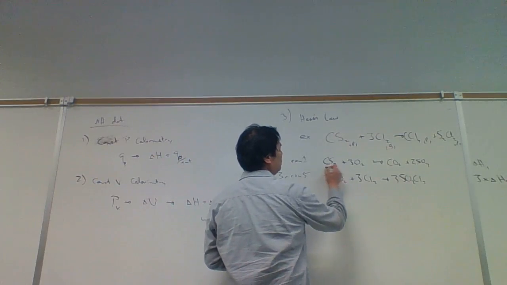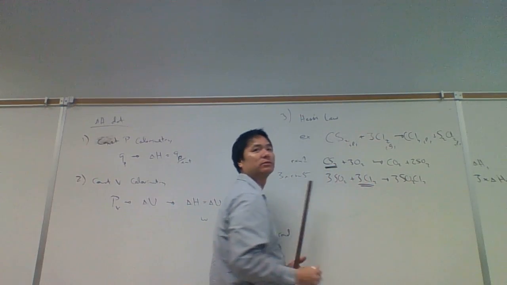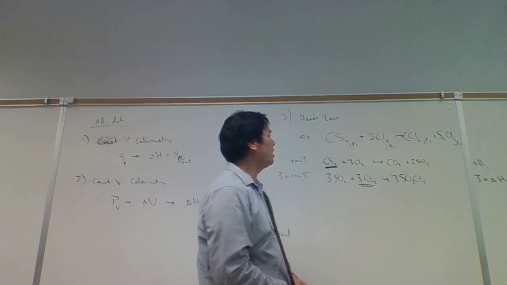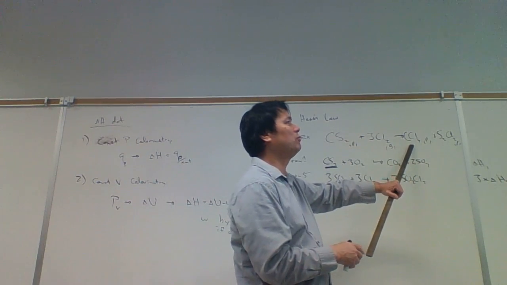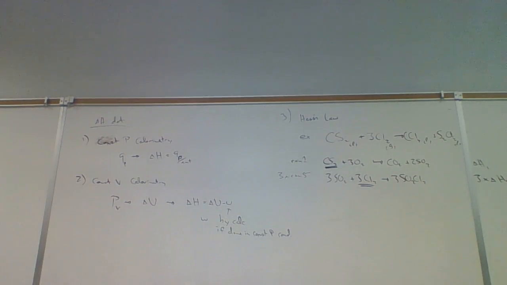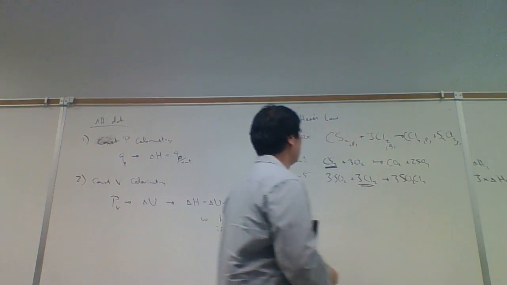All right, now what do I have? I have 1 mole of CS2 and 3 moles of Cl2. That's what I want, right? And what do I want as product? I want 1 mole of CCl4. What has 1 mole of CCl4? Okay, it's this one. I only have one choice here, right? And so I'm going to use this one as is. And that is reaction 3.